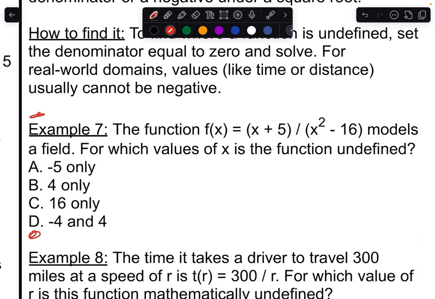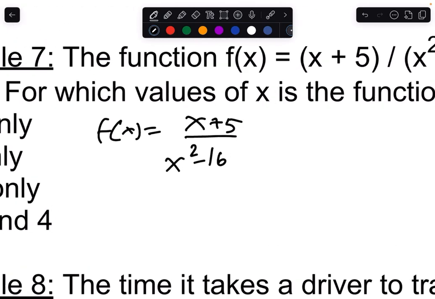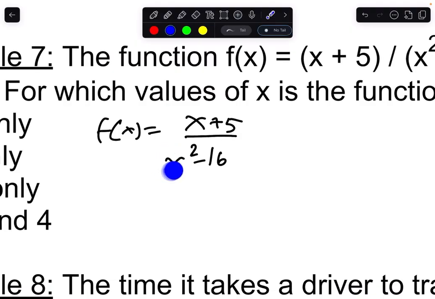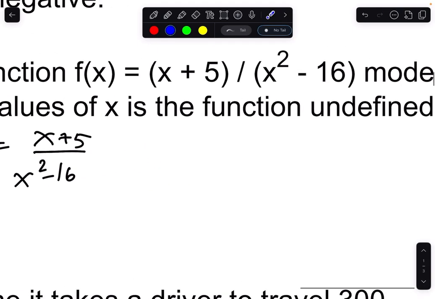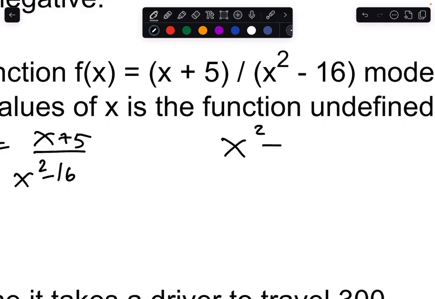Same idea for number 7. Where are you undefined? Except that this one's a little bit weirder. We have x plus 5 over x squared minus 16. We want to avoid values of x such that when you plug it into here, you square it and subtract 16, you get 0. So what numbers for x get you 0 in the equation x squared minus 16?